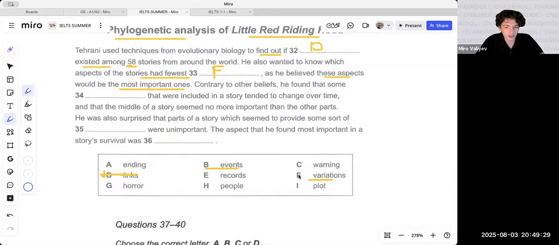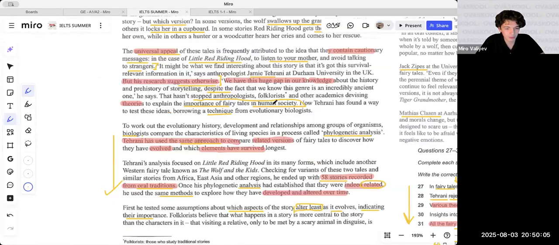All right, so contrary, so we can eliminate F as well. Contrary to the belief, he found that something, now we need to put only plural, so it's either events or records or maybe people, included in the story tended to change over time, and that the middle of the story seemed no more important than the other parts. Now let's take a look, right?